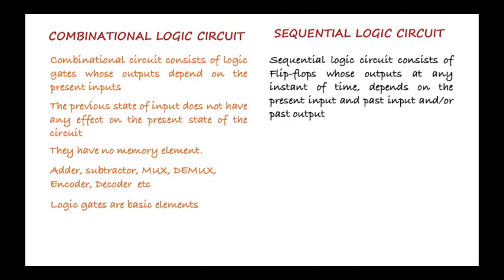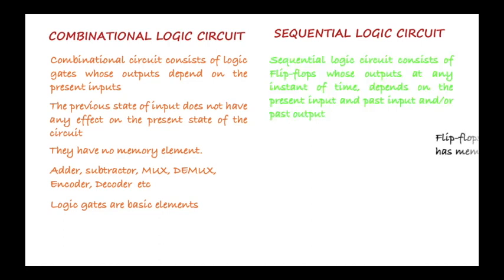But in a sequential logic circuit, there is a memory element which is called a flip-flop. The output of these logic circuits depends on the previous input, present input, as well as the past output. So we can say a sequential logic circuit consists of flip-flops whose outputs at any instant of time depend not only on the present input but also on the past input and past output. I have already said that flip-flops are the basic elements of the sequential logic circuit, and it is a memory element.